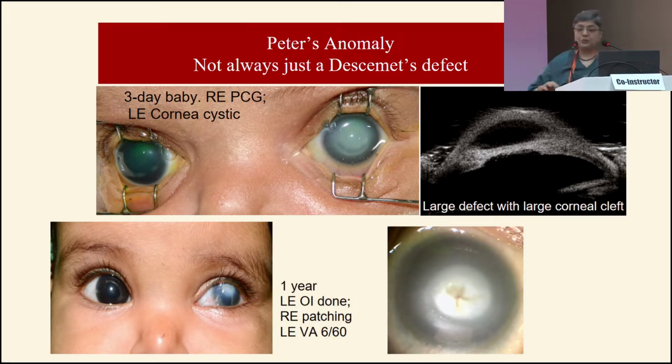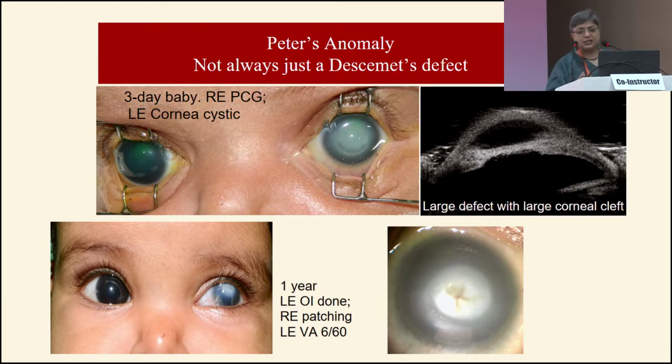And post-op, again, the central cornea, because it's a Descemet defect, it scars. But if you can manage to clear the periphery, we do manage to do an optical iridectomy while the baby is waiting for an OPK. And actually, this eye actually has 6/60 vision. Of course, had PCG in the other eye, which cleared completely.